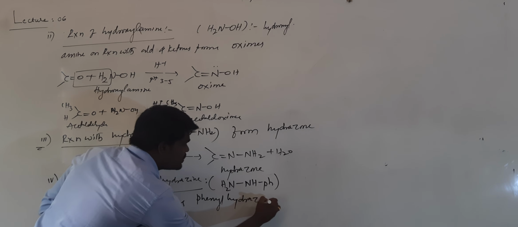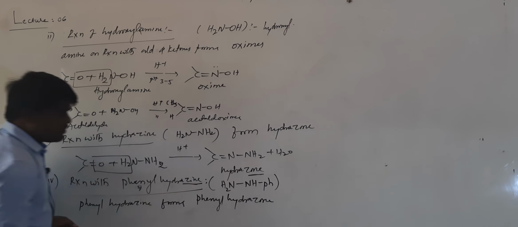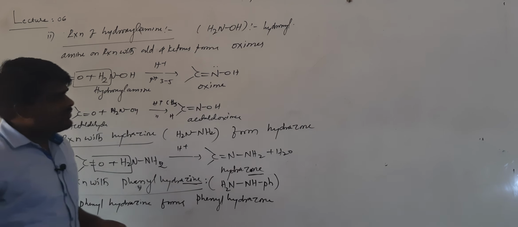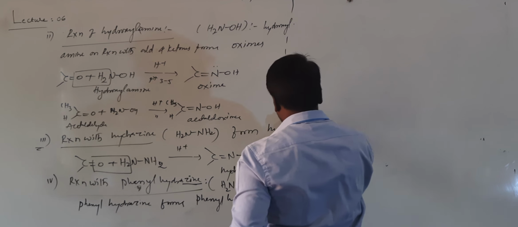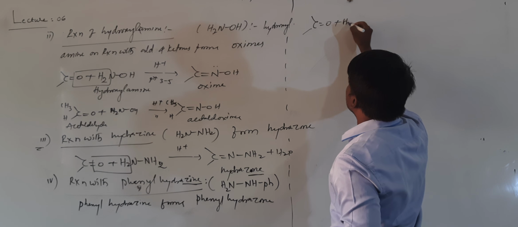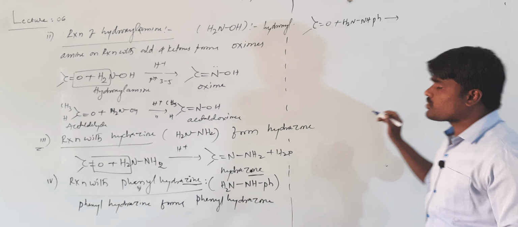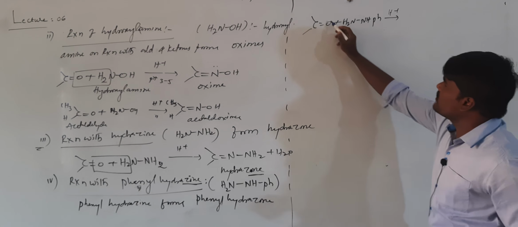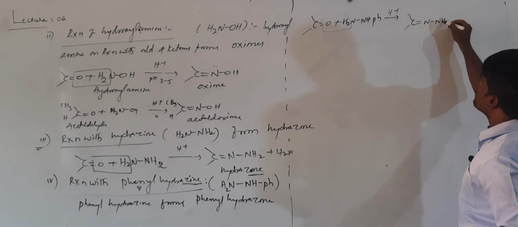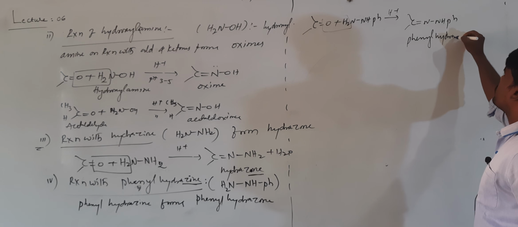This is the important one. This is hydrazine, and this is hydrazone. That is the difference. Hydrazine and hydrazone. Now if you want to see the reaction, here this is your carbonyl compound. It is treated with phenylhydrazine. What is phenylhydrazine? NH2NHPh. In presence of acidic medium, what gets eliminated here? Water gets eliminated. It will form C=N-NHPh, which we call phenylhydrazone.